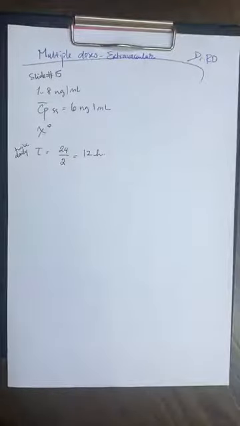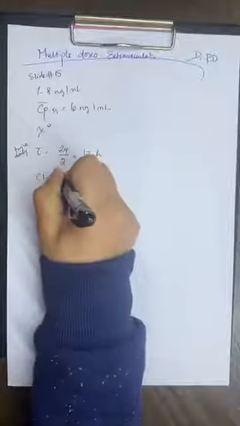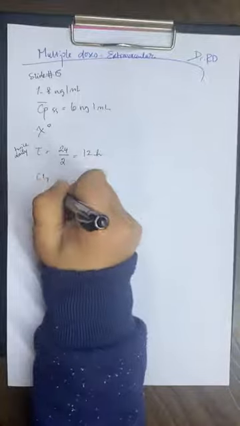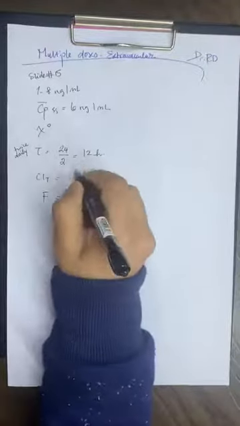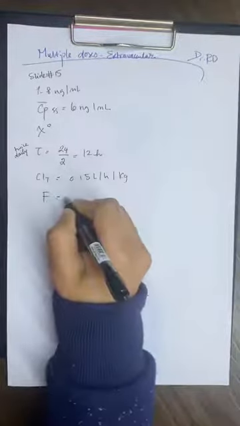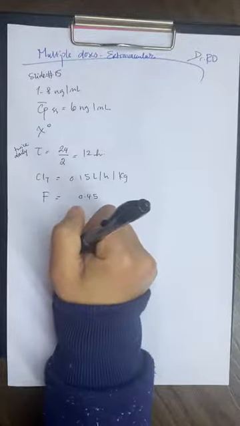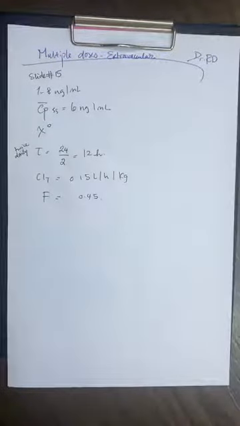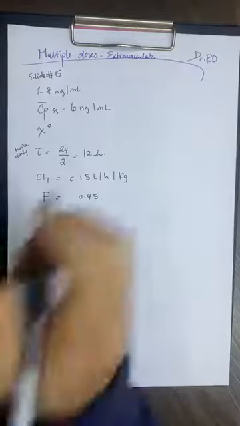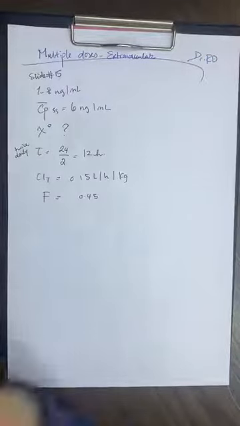So you are taking the drug every 12 hours, and the systemic clearance is 0.15 liter per hour per kg, and the absolute bioavailability equals 0.45. Okay, so the question is to determine the dose. This is what we need. Again, it's a super easy question.